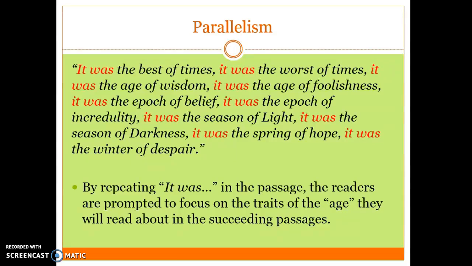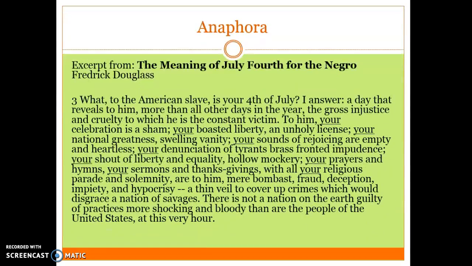The next one is similar to parallelism, but we call it anaphora. Now this is repetition again, but this is repetition of a single word. This passage is from The Meaning of 4th of July for the Negro by Frederick Douglass. Frederick Douglass was a freed slave who moved to the North, and here he's trying to point out the point of view between the American slave in the South and the freed people, or just people in general of the North, who don't understand what that slave experience was.